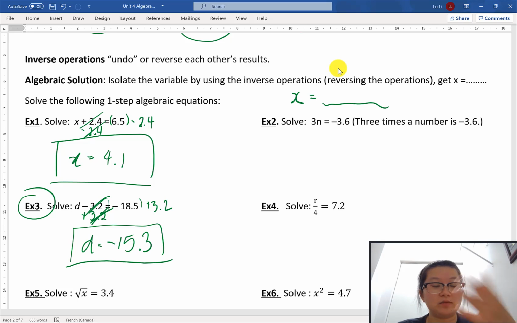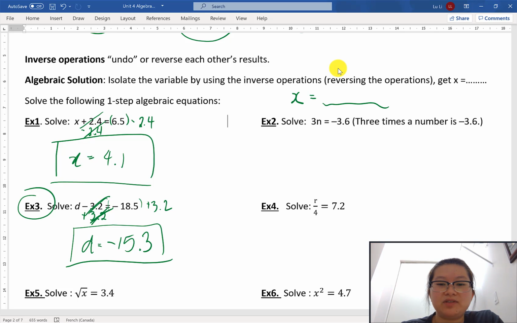So we've done adding and subtracting examples. Let's go to multiplying and dividing here, okay? Example number 2. Here we have 3n equals negative 3.6, or if you use words to describe it, that's 3 times the number n is negative 3.6. Now, again, we want to isolate for the n.